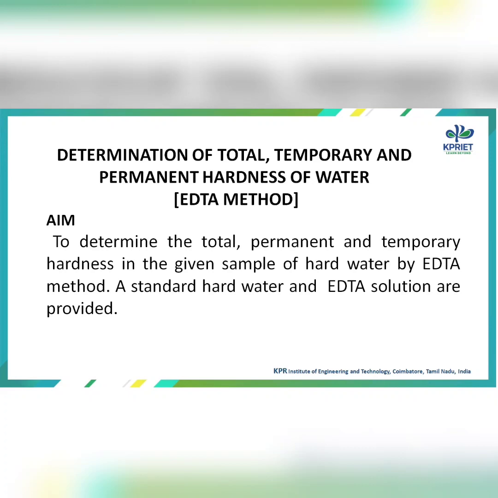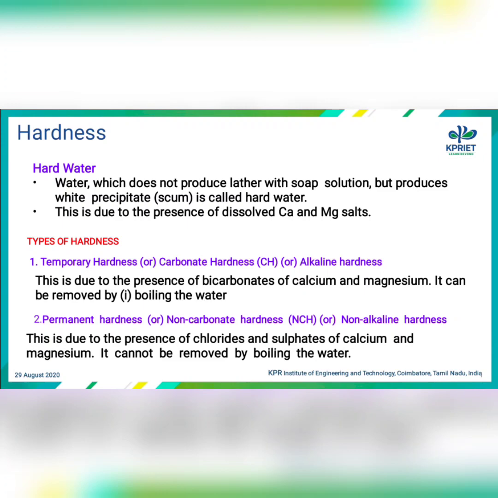Water is of two types: soft water, which lathers with soap and has all the salts except calcium and magnesium, and hard water, which forms a scum with soap. It contains calcium and magnesium salts. Hard water is of two types: temporary hardness and permanent hardness.